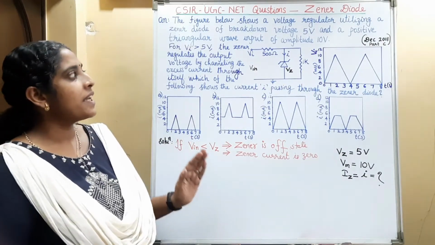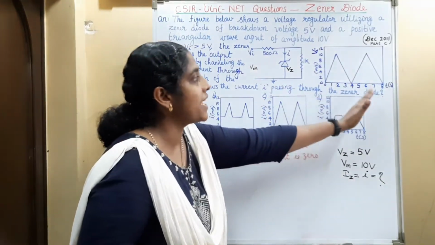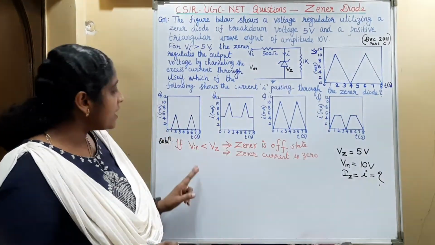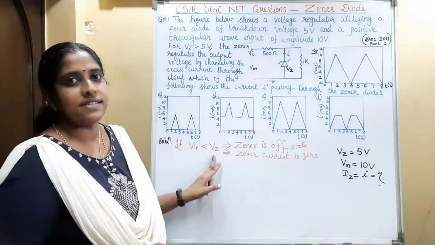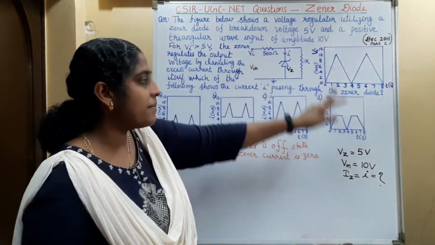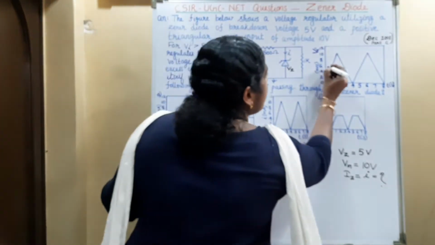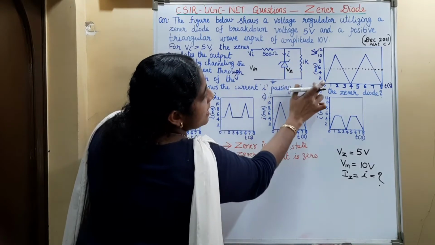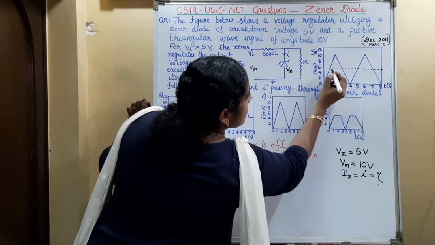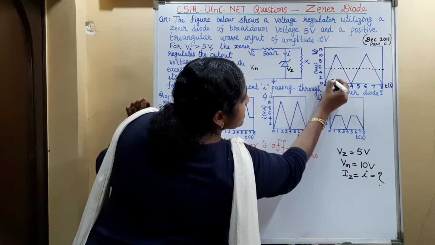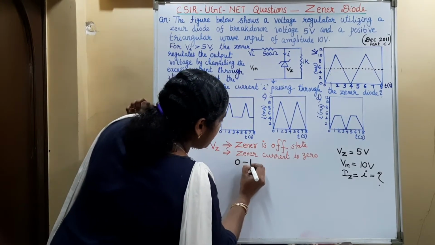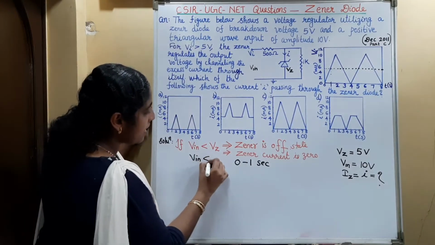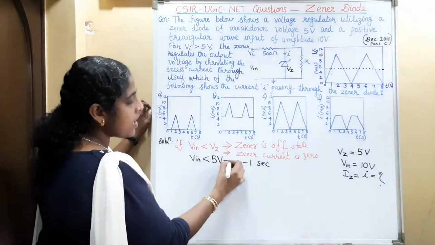So in the question, the input voltage versus time graph is given. So from that diagram, we can check where this input voltage is less than the Zener voltage. What is the Zener voltage? That is the breakdown voltage 5 volt. So 5 volt comes here. So check where this input voltage is less than this 5 volt, that is from 0 to 1 second. So 0 to 1 second, this input voltage is less than the Zener voltage, that is 5 volt.